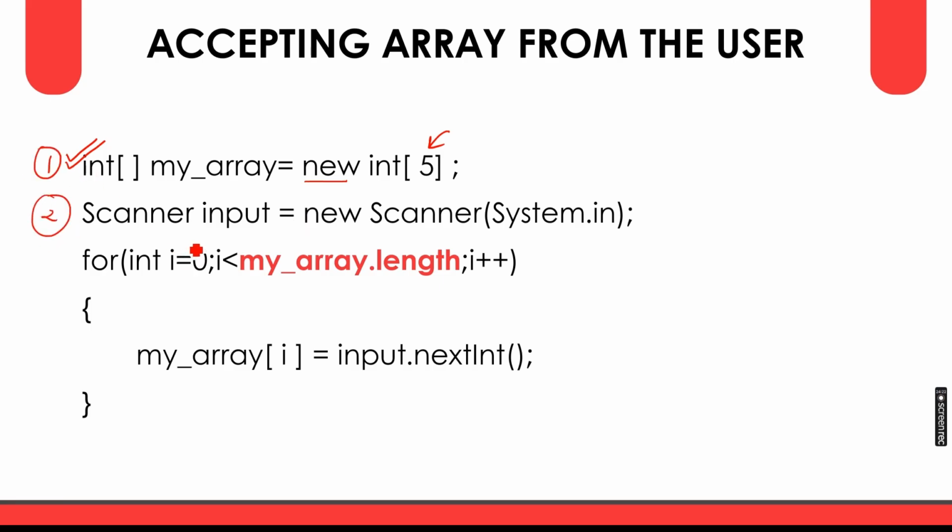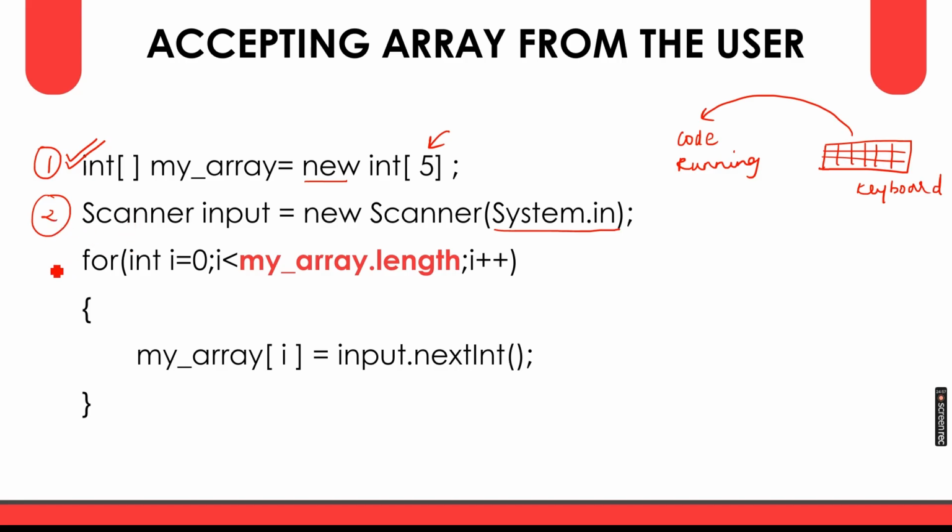Second step will be creating the object of the scanner class. Now this scanner class object helps you in taking input from the standard input device. See here, the system's standard input device, which is the keyboard. So whatever the user types on the keyboard, the scanner class's object takes it and brings it to our code, which is running. Now you understand the second step.